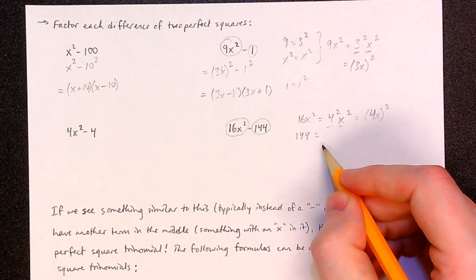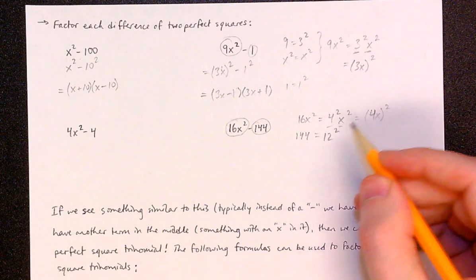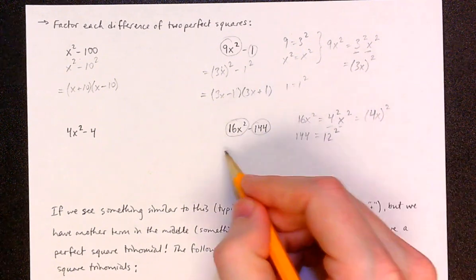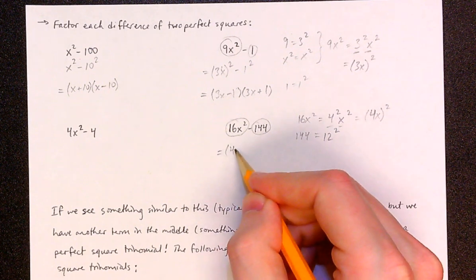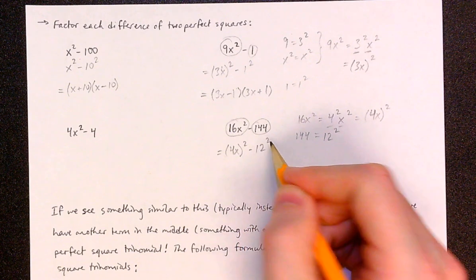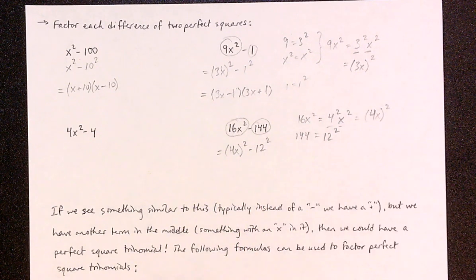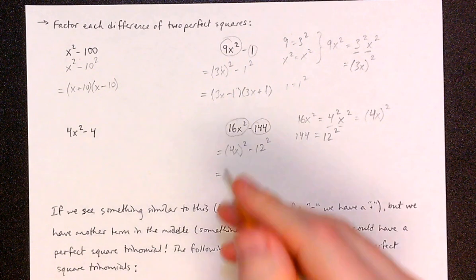144 is a perfect square. 144 is 12 squared. So what I have here is 4x squared minus 12 squared, and thus we use our formula for the difference of two perfect squares.